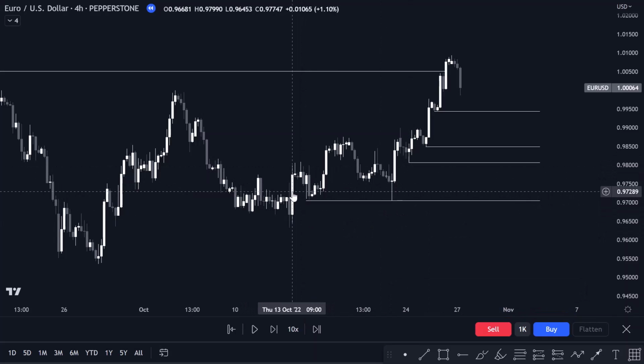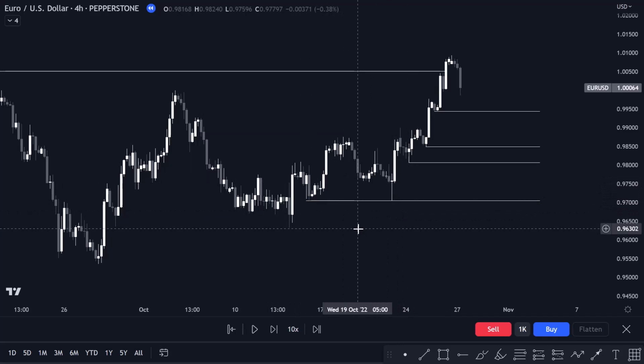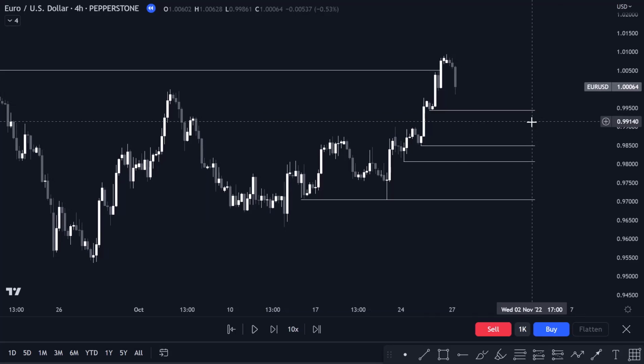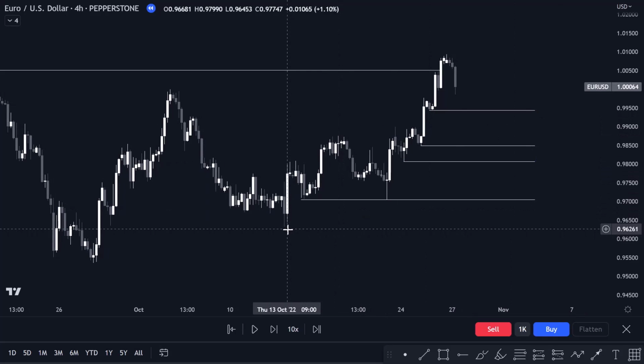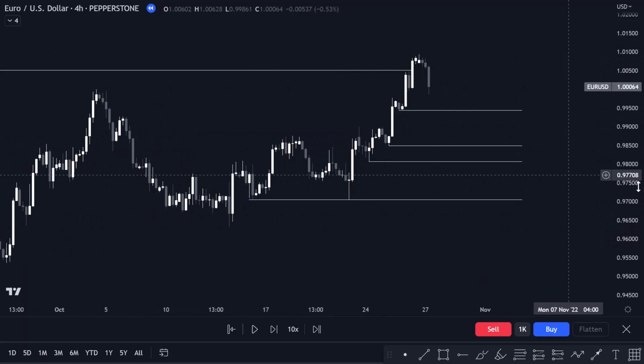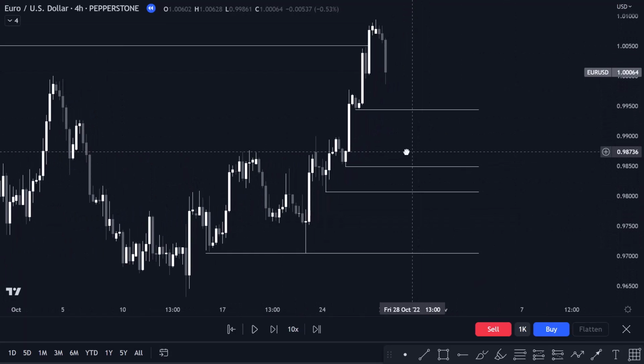Most of the time I will be looking for this one to be taken, but it's far away from the price right now. So we do have liquidity here and here, but I'm not gonna go that far away. No, I'll stick with the levels that are close to the current price.